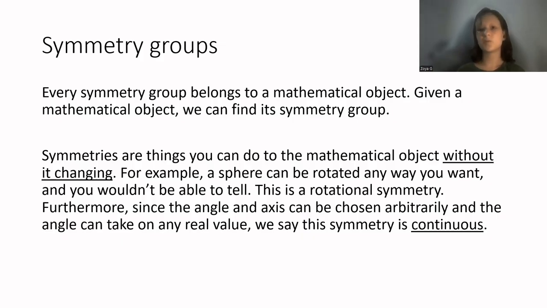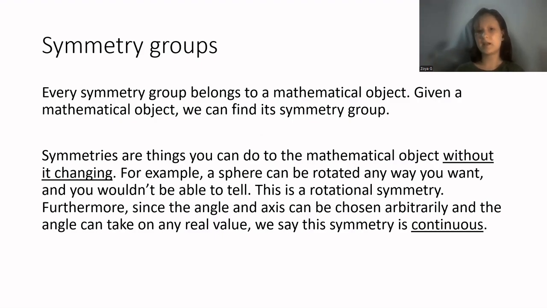So every symmetry group belongs to a mathematical object. Given a mathematical object, we can find its symmetry group, right? Intuitively speaking, just with the Rubik's Cube example, that can be rotations, that can be translations in space, right? So symmetries are things you can do to the mathematical object without it changing. For example, a sphere can be rotated any way you want, and you won't be able to tell. This is a rotational symmetry.